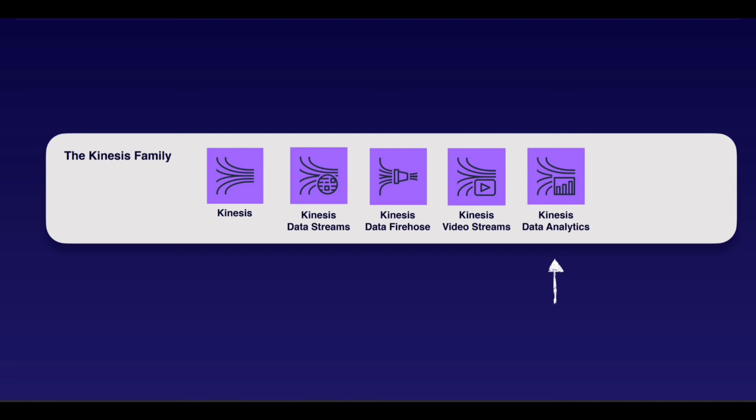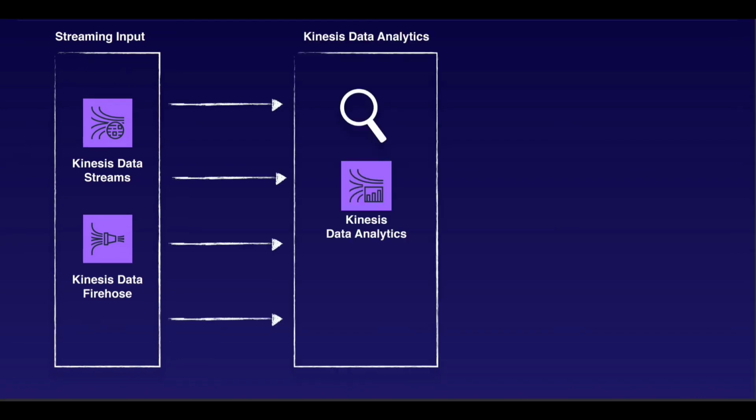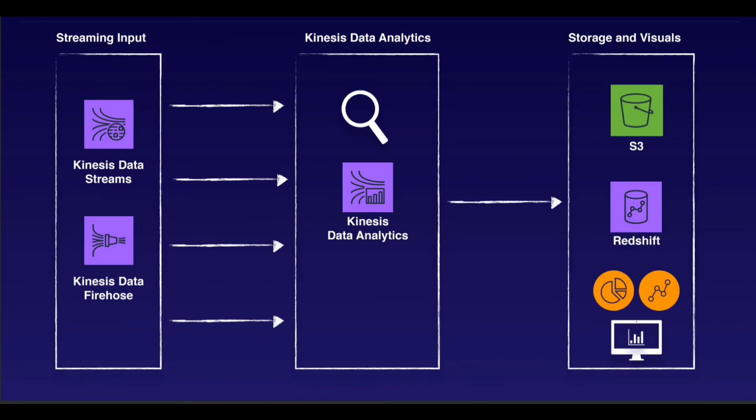So the way Kinesis Data Analytics works is it gets its streaming input data from services like Kinesis Data Streams and Kinesis Data Firehose, which we talked about in the last few lectures. We can then run it through Kinesis Data Analytics, run real-time SQL queries, and output those into S3 or Redshift or other visualization tools or BI tools that you may choose to use.